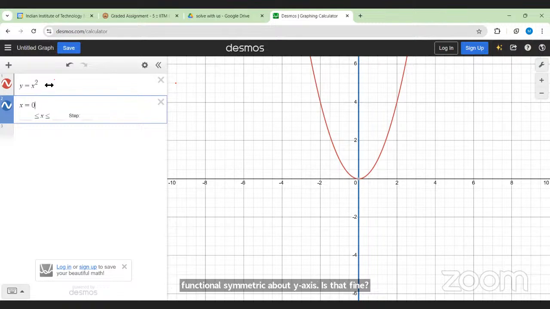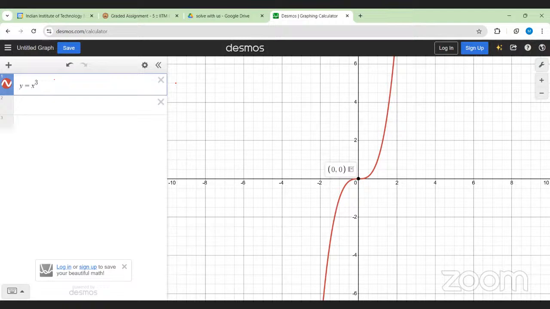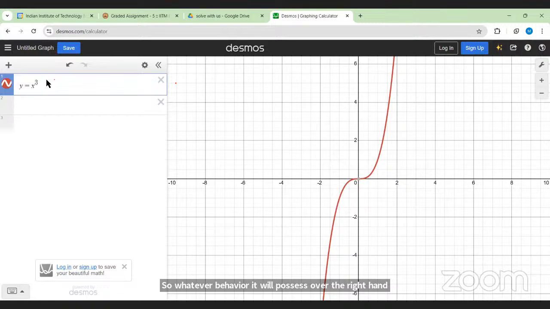Now, the odd functions are symmetric about the origin. So that means let's take one odd function, suppose x cube is there. Whatever behavior it will possess over the right hand side, such kind of behavior will be symmetric about the origin. So if you take it and pull it out to the other side of the origin, they will be symmetric. So symmetric about origin, you can think like that.